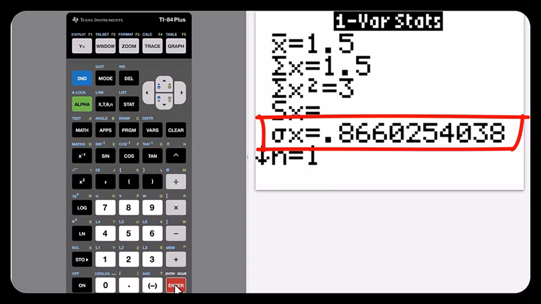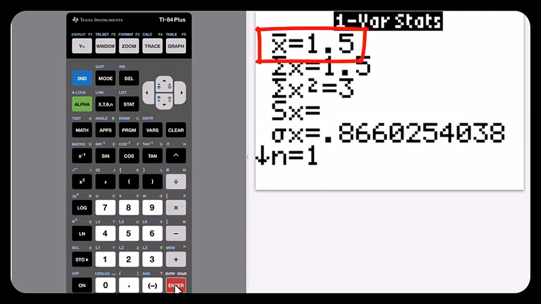And notice something else. At the very top it says x bar is 1.5. Well, that's the mean of this random variable x. So here's a real fast way of getting both the mean and the standard deviation of random variables. So all you'd have to do is just write the formula down with your values plugged in and then let the calculator do the real work.